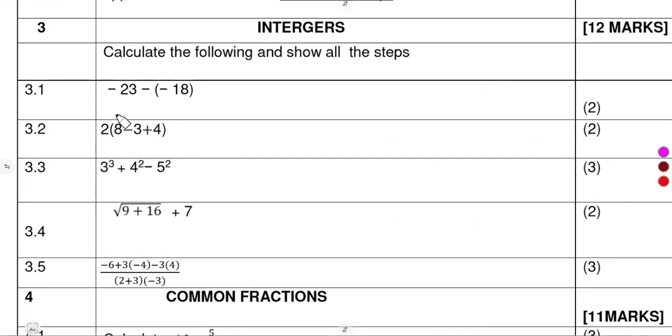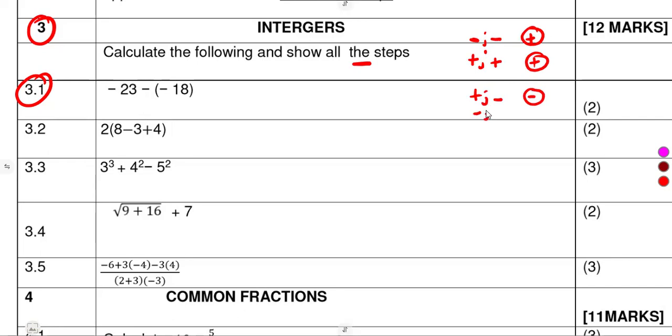On question number 3, which is the part of your integers, calculate the following and show all steps. 3.1, we're given negative 23 minus 18. Remember, a negative to a negative will give us a plus. A plus to a plus again, when the signs are the same, will give us a plus. A plus and a minus will give us a minus. If the signs are different, you will get a minus at the end. So this is our condition here. Minus, minus, they are the same. So that's a plus.